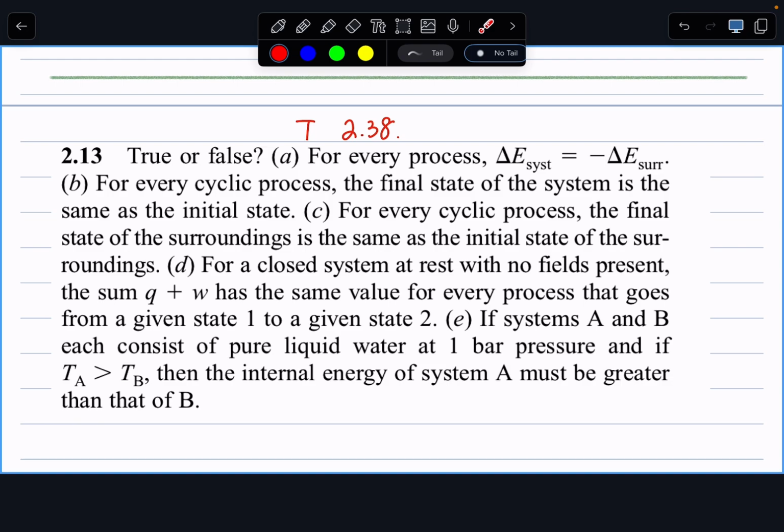Second one, for every cyclic process, the final state of the system is the same as the initial state. I'll pause for 15 seconds for you to think.